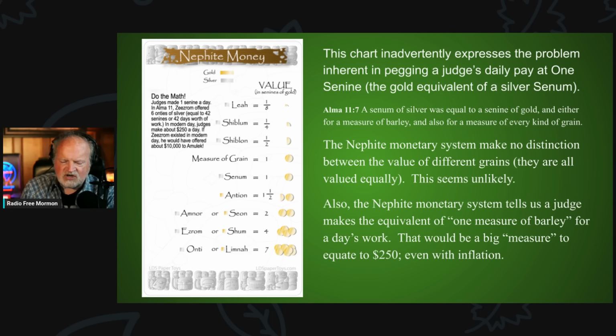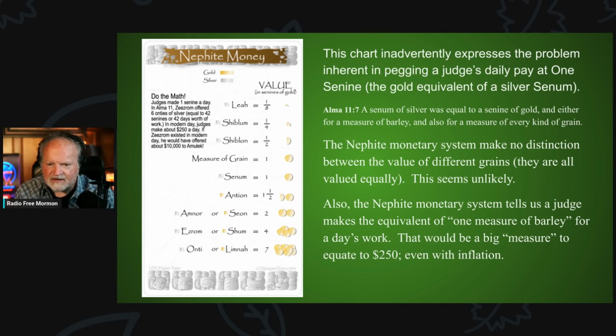Now, this chart, which I also found on the internet about the Nephite monetary system, inadvertently expresses the problem inherent in pegging a judge's daily pay at one senine. Once again, that's the gold equivalent of a silver senum. In Alma 11:7, it says a senum of silver was equal to a senine of gold, and either for a measure of barley and also for a measure of every kind of grain, right?